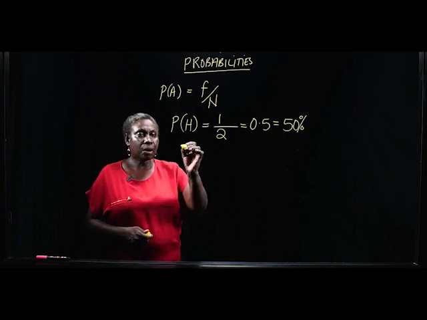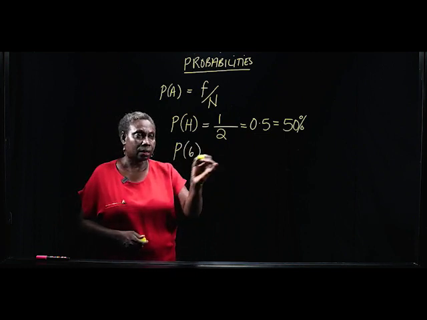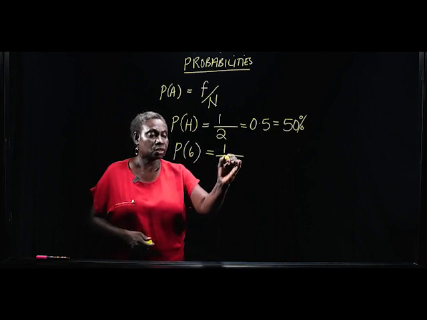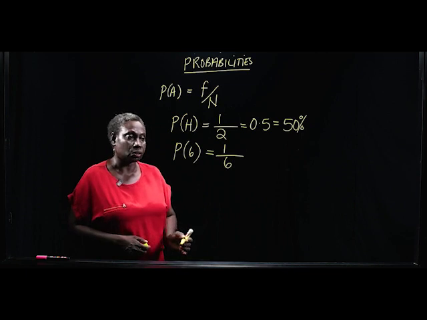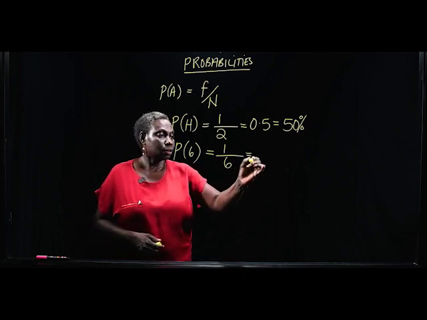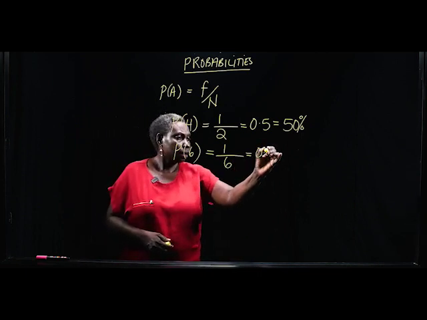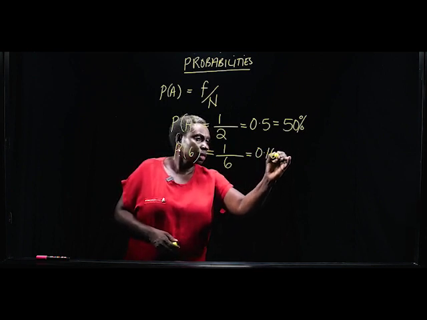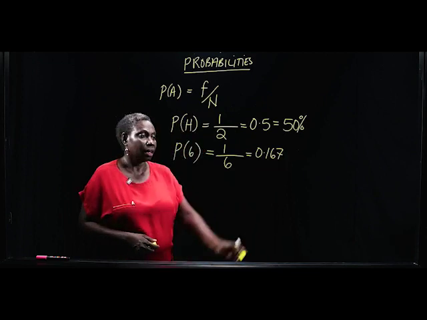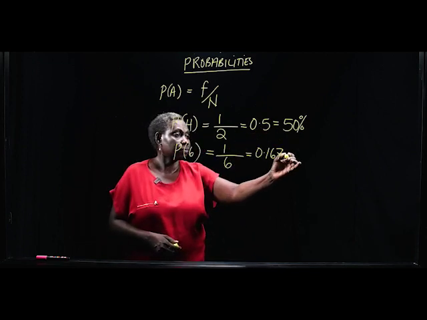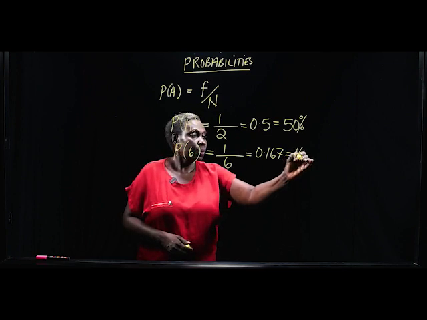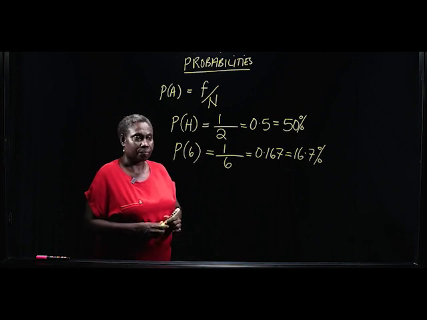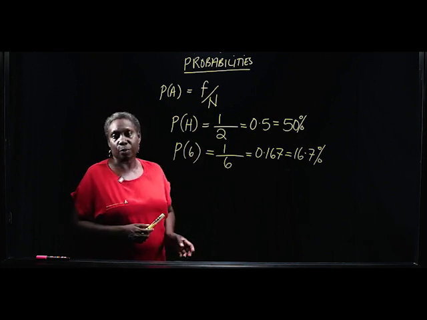Let's say the probability of getting a 6. We know that there is only one 6 out of the total possible outcomes, which is 6. So 1 over 6 is equal to 0.167. The 6 repeats itself, so that is equal to 16.7%.